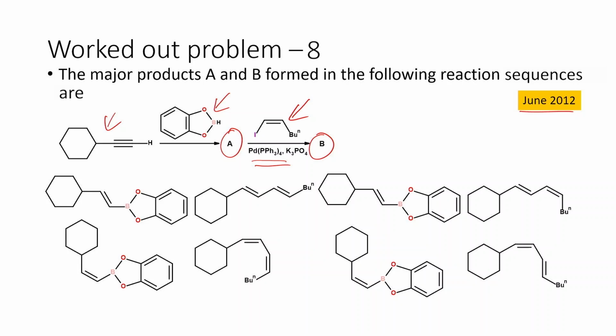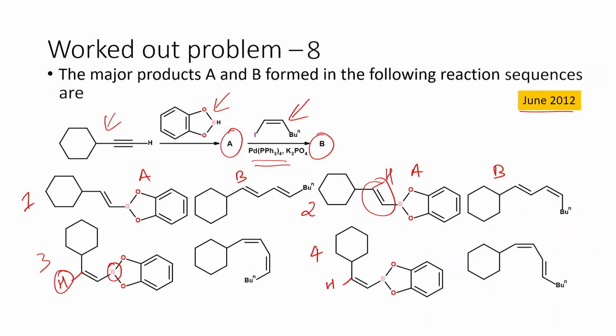There are 4 different options given, with A and B given for each combination, 1, 2, 3 and 4. If you look at the products that will be formed, in 1 and 2 there is a cis addition that has taken place, and in the case of 3 and 4 there is a trans addition of H and B, hydrogen and boron.